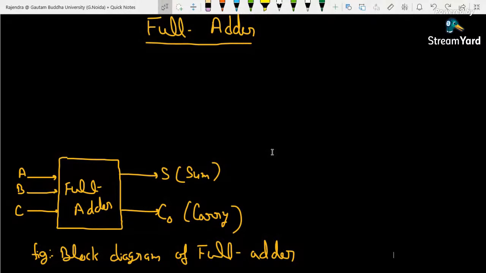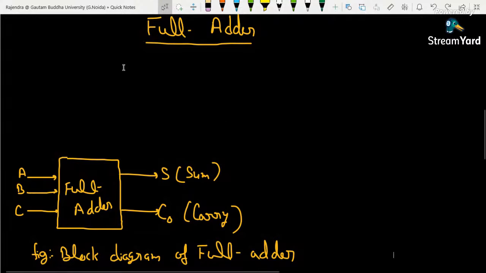As you all are aware, in digital circuitry there are two types of adder circuitry. The first one is a half adder, and the second is a full adder. In the previous class, I already discussed the half adder circuitry. So before starting, I will discuss the limitation of a half adder circuit.